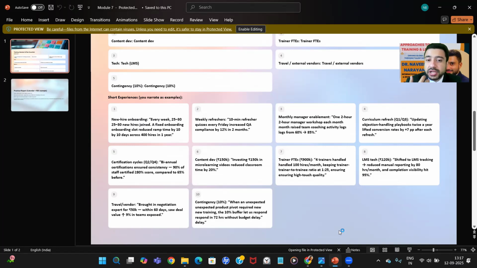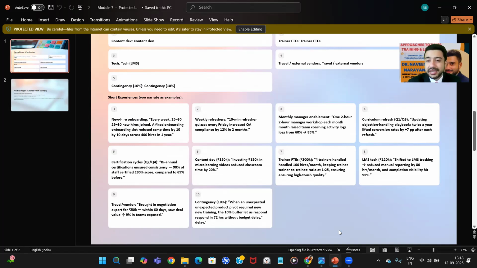So we tried to invest 1,50,000 rupees on micro learning, which reduced the classroom time by 20%, my dear friends, my dear delegates. So that is what I would like to say. Then in the trainer FTEs, what we implemented, there 4 trainers handled 100 hires per month.